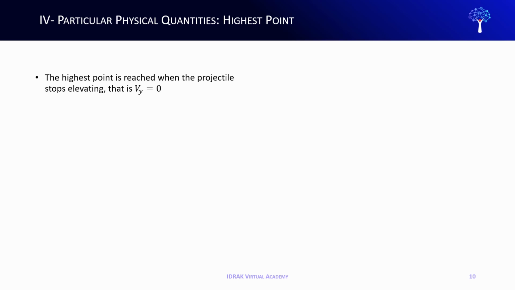The highest point is reached when the projectile stops elevating. Pay attention, it stops elevating. It stops moving on the y-axis only. It will keep on moving on the x-axis. That is when Vy is 0.